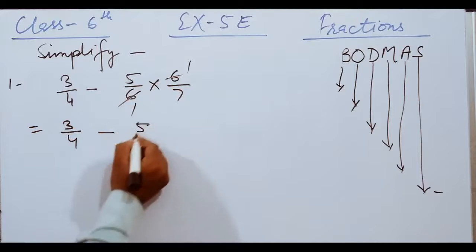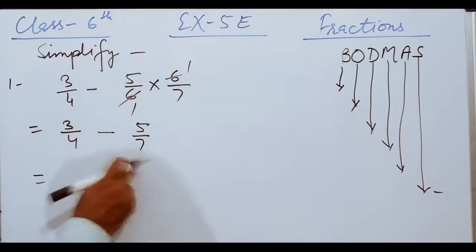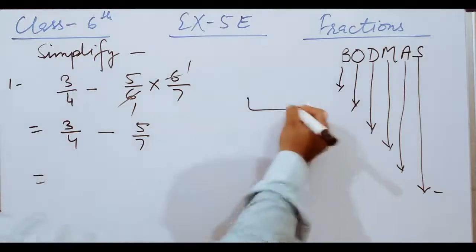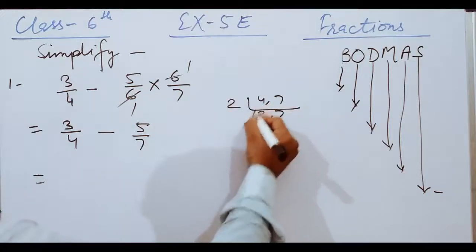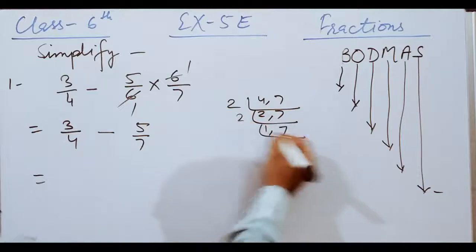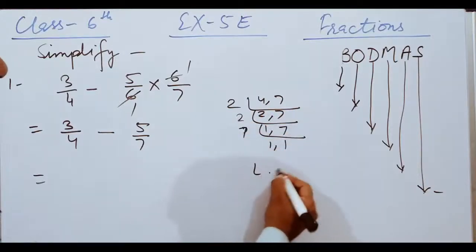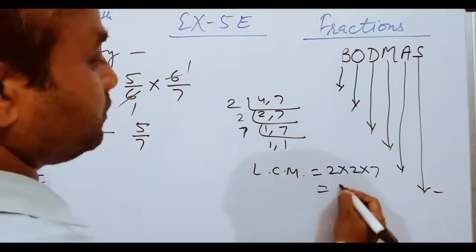Now here 3 upon 4 of 6, 6 ones are 6. It is 5 upon 7. Now we'll make the denominator the same. How? By finding the LCM. 2 2s are 4, 7 not divisible, so we'll write it the same. 2 1s are 2, 7 7s are 1. Then LCM equal to 2 into 2 into 7 equal to 28.